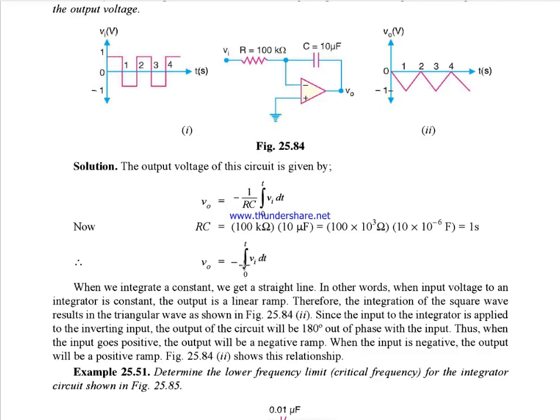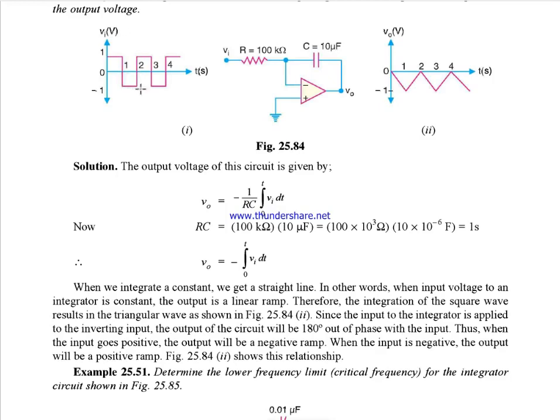From 0 to 1 second, input voltage Vi is 1, integral dt becomes t, and t is also 1, so the output voltage will be minus of 1 into 1, which is minus 1 volt. Okay, and it is understood that the output is directly proportional to input, which is the equation of a straight line. So from 0 to 1, the output goes to minus 1 volt, which will be a straight line. Clear?